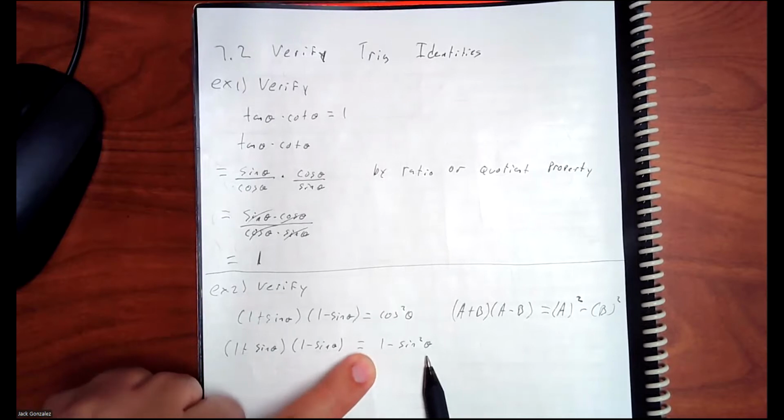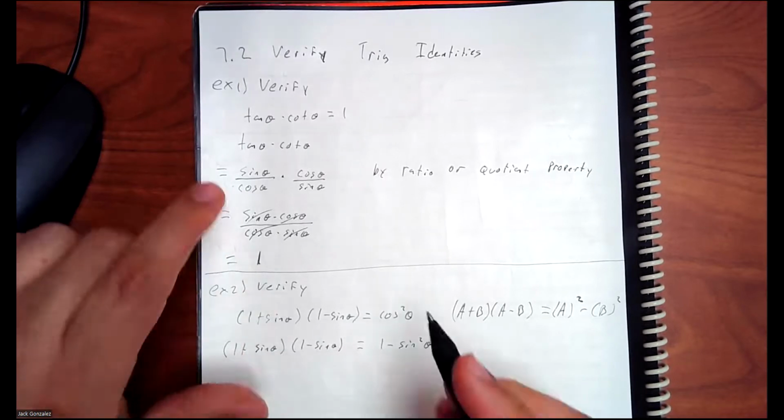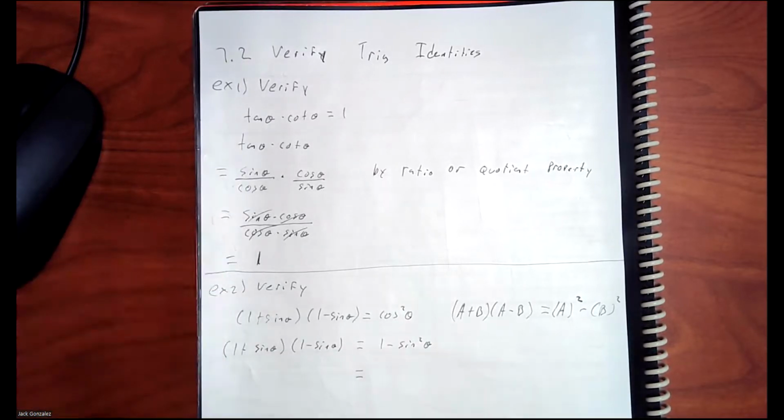So you can use this formula because 1 squared is 1. B is the sine. Sine squared is right there. So do you guys follow me? I use the formula. If not, let me know. You could have started there. We'll do it both ways in a second.